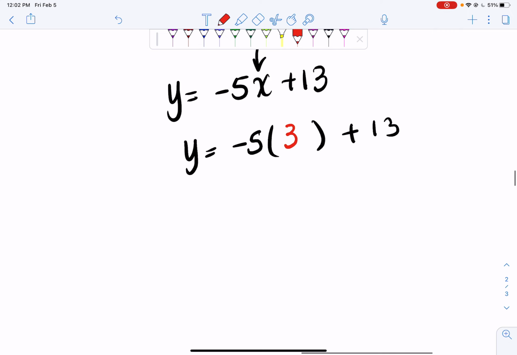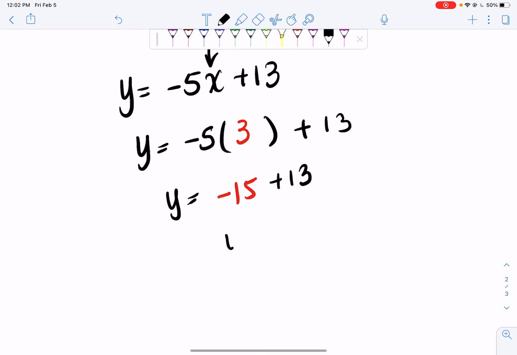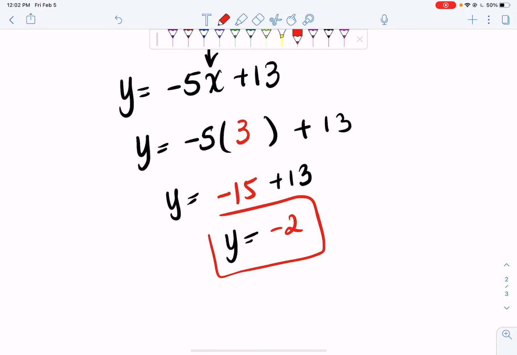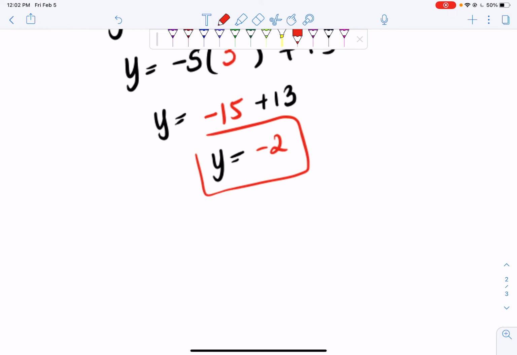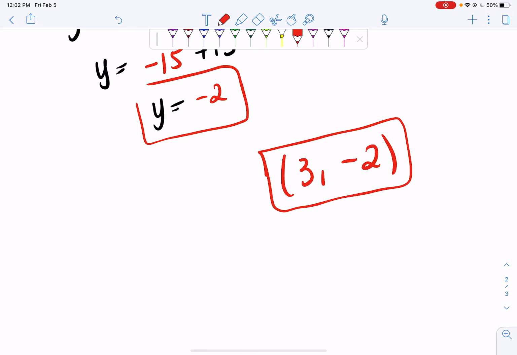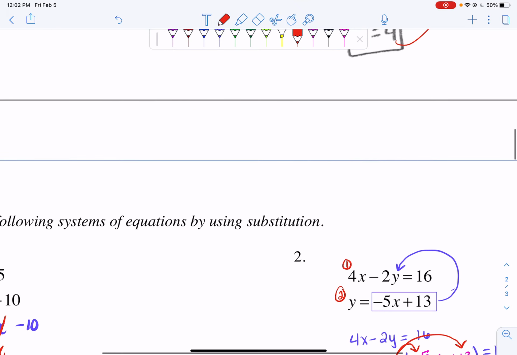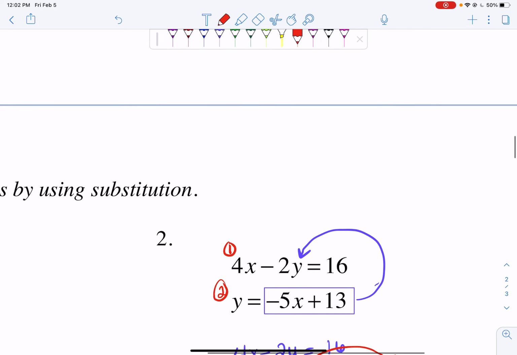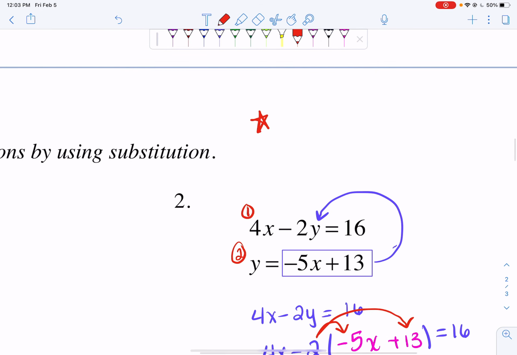So I have negative 5 times 3 plus 13. Negative 5 times 3 is a negative 15, so I have y equals negative 15 plus 13. And then negative 15 plus 13 is a negative 2. So my final answer is x equals 3, y equals negative 2. And that's your final answer. Remember, write your answers as an x comma y.